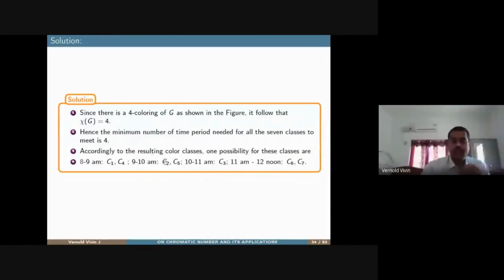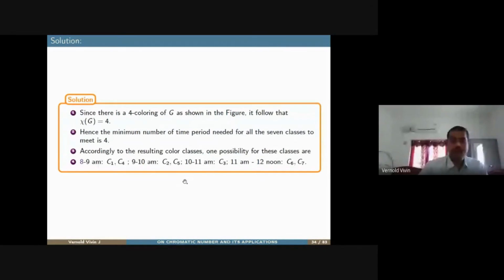Accordingly, we can have the resulting scheduling of classes. 8 to 9, C1 and C4 will be conducted. 9 to 10 a.m. you can have C2 and C5, 10 to 11 C3, 11 to 12 noon you can conduct C6 and C7 for the first shift. Similarly, you can go for the other shift, and this is a simple example which I thought of. Even though they might have some drawbacks, we have to look into this when we get into practical mode. So this is one application.